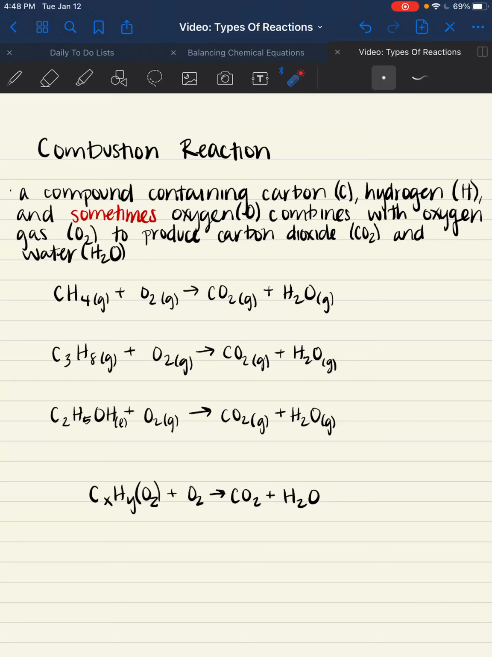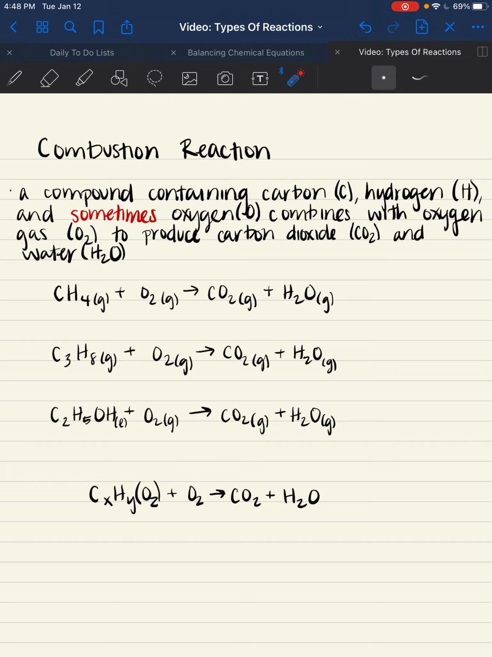In this video, you're going to learn about combustion reactions. Combustion is basically a way of saying something is burning. So in this one, a compound, something that contains carbon, hydrogen, and sometimes oxygen. Notice it's not always oxygen, but we always have carbon and hydrogen. It combines with oxygen gas, remember that's O2, to produce carbon dioxide, or CO2, and water, H2O.